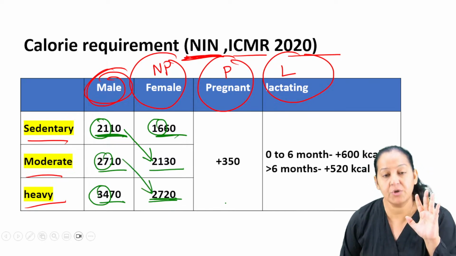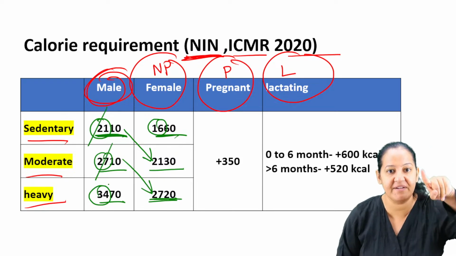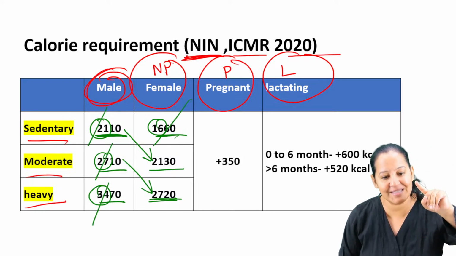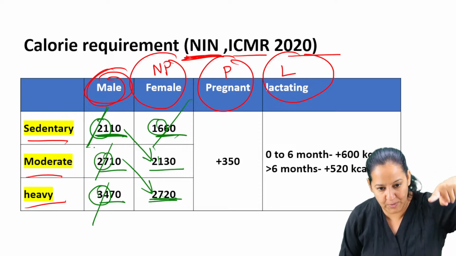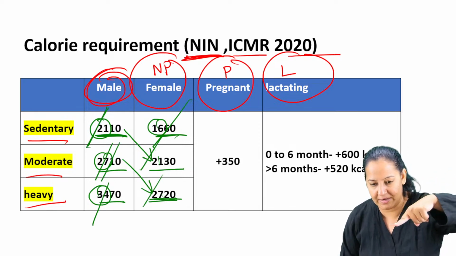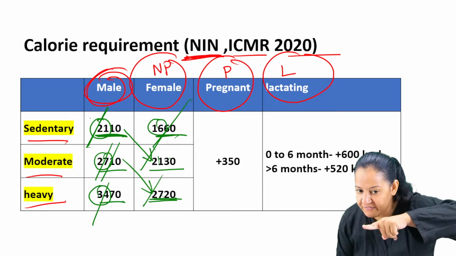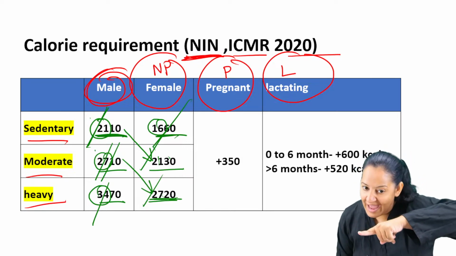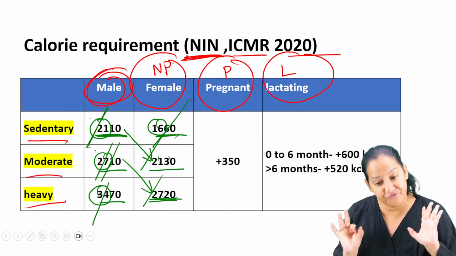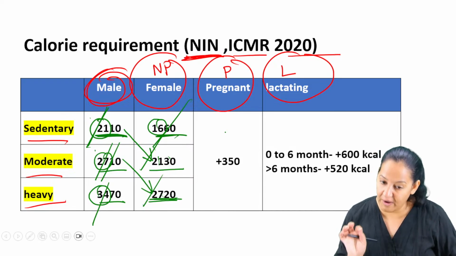I hope you got it. So you learn the male 2100, 2700, 3400. For female it's 1600. The remaining 2 are like this: 2100 and 2700. So a sedentary male is equal to a moderate female. A moderate male is equal to a heavy female. I hope you are getting it. So first you learn that. First of all, you have to learn that.